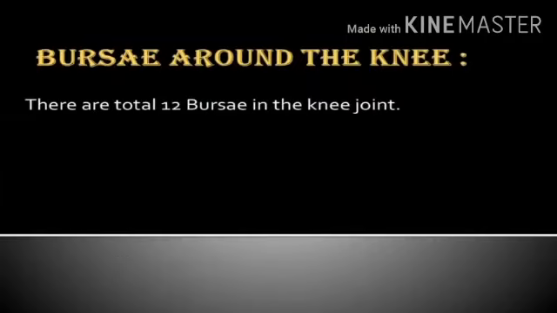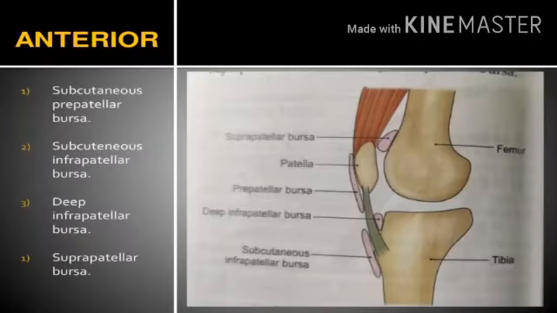Now come to the next topic, the bursae around the knee. The presence of 12 bursae around the knee joint is also a reason behind its complexity. So what is the meaning of bursa? A bursa is present between bone and the tendon of a muscle and the skin. It helps in movement, and the simple definition of a bursa is that it is a fluid filled cavity.